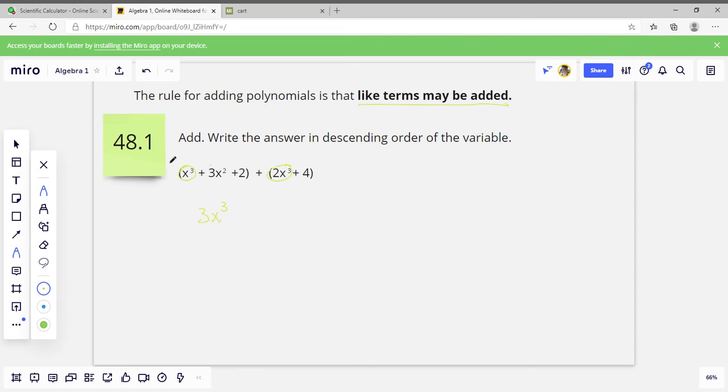Here we have x squared, so we've got positive 3x squared. We don't have any x squareds over here, so we're just going to write that down. And then we have plus 2 and plus 4, and that would be plus 6. Let me write that a little darker. So we end up with 3x to the third plus 3x squared plus 6.